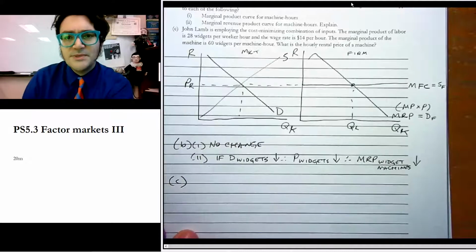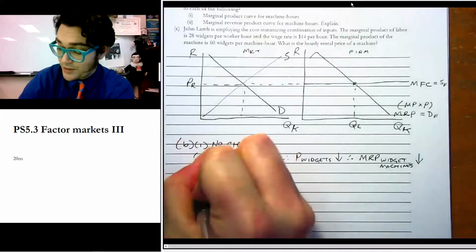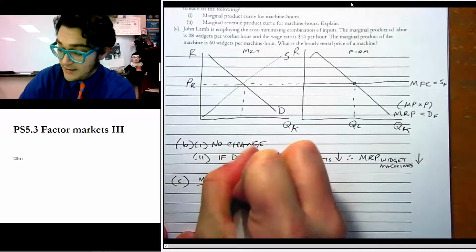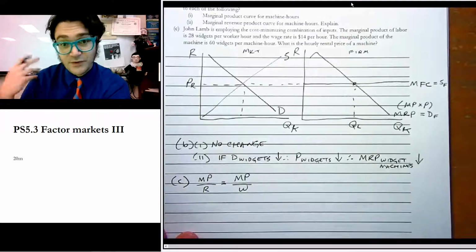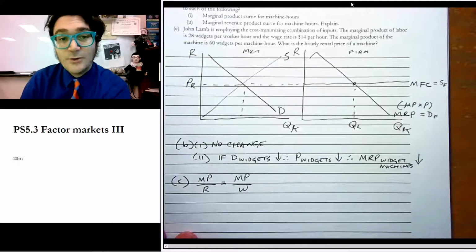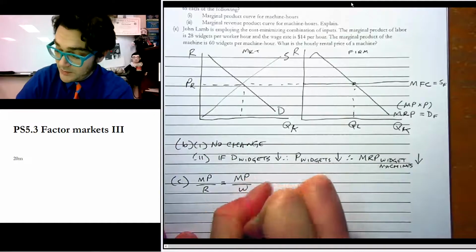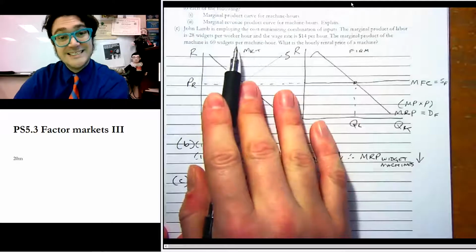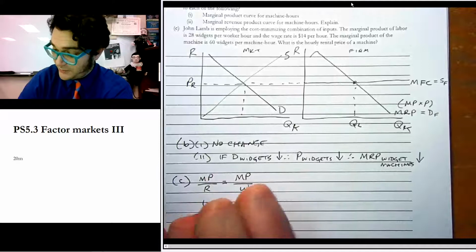John Lamb is employing the cost minimizing combination of inputs. Great. From that sentence, we know that the marginal product over the rental rate has to be equal to the marginal product over the wage. It says the marginal product of labor is 28 widgets per worker hour and the wage is 14. So this is fairly straightforward: 28 over 14. Then it says the marginal product of machines is 60. What's the hourly rental price? We're looking for that value.